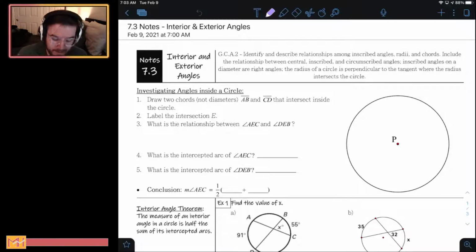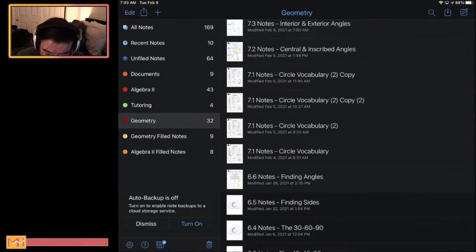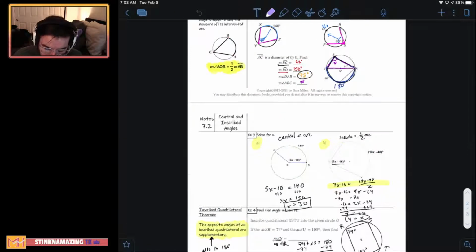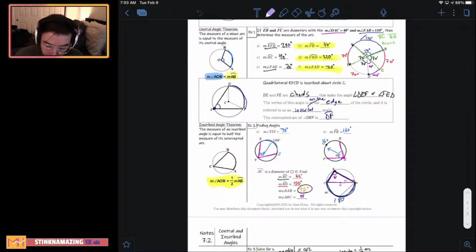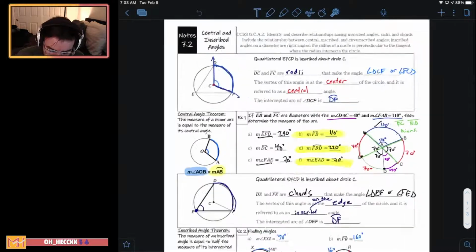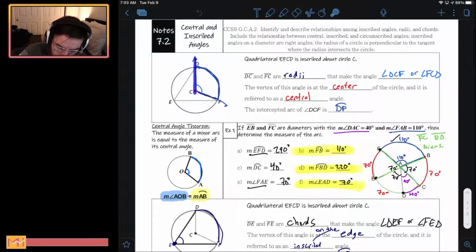7.3 is interior and exterior angles, and I'd like to do the shortest of recaps of 7.2 just to remind you and get those juices flowing. The two types of angles that we saw in 7.2 were central angles and inscribed angles.